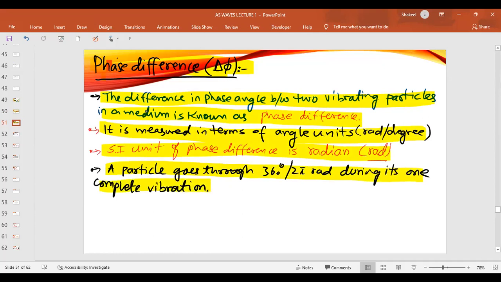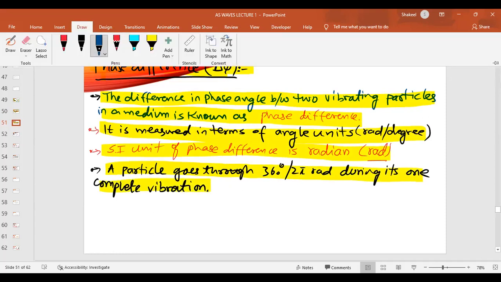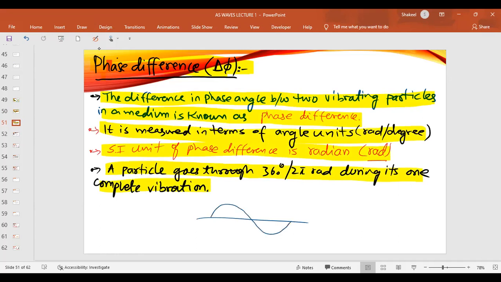We know this, that when a particle is vibrating, when one complete wave passes through it, and that point was P, after passing through one full wave, the particle goes up, down, down, and up. So it completed one full oscillation when one wave passes through it. And the angle that it has gone through is 360 degree or 2 pi radian.